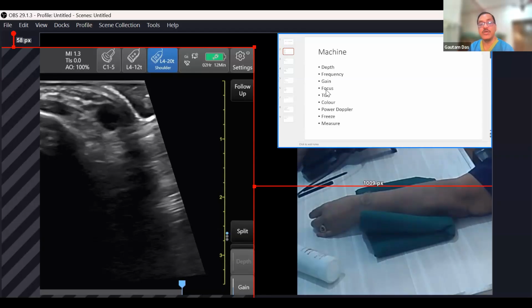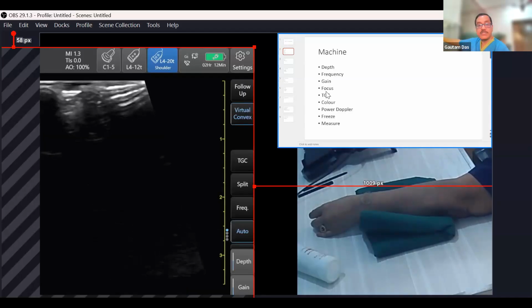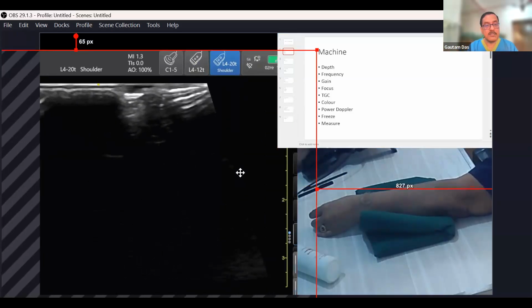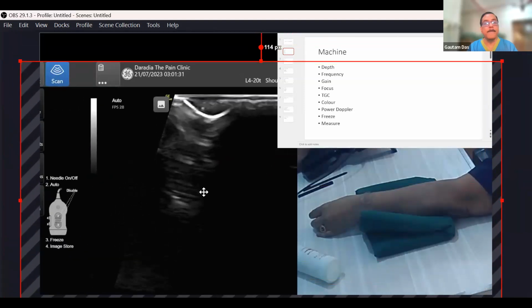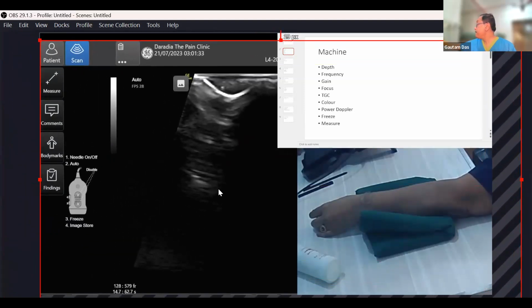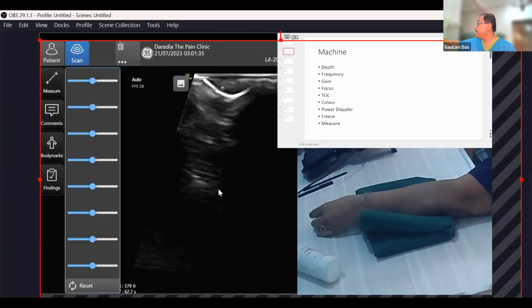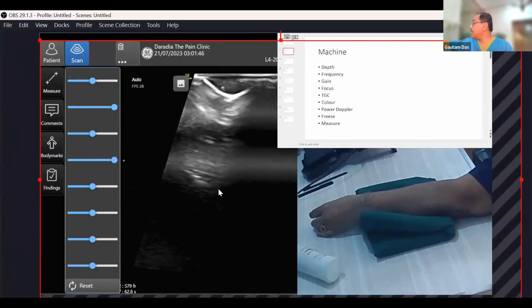This is your focus. Then your TGC, your time gain compensation. So here is the TGC button. You can see if I'm pressing the TGC button, on the left hand side of my screen I'm just sliding this side of the screen. Here you can see that I can increase or decrease the gain at that particular area.